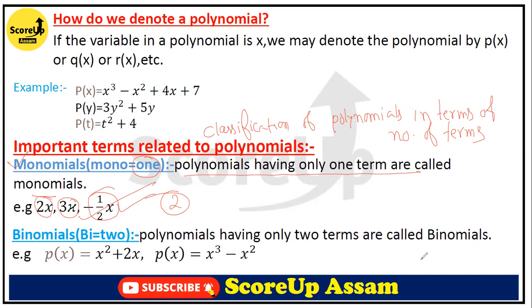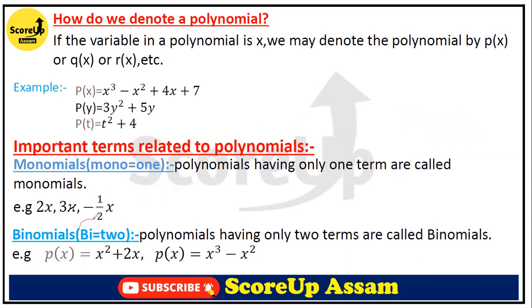Now, what is a binomial? Bi means 2. That means polynomials having only 2 terms are called binomials. See here, x square plus 2. How many terms? x square is one term, 2 is another term. So there are 2 terms, so this is a binomial. x cube is one term, minus x square is another term, so this is also a binomial. If I write x to the power 100 plus 5, this is also a binomial because the number of terms is 2. Polynomials which have only 2 terms are called binomials.